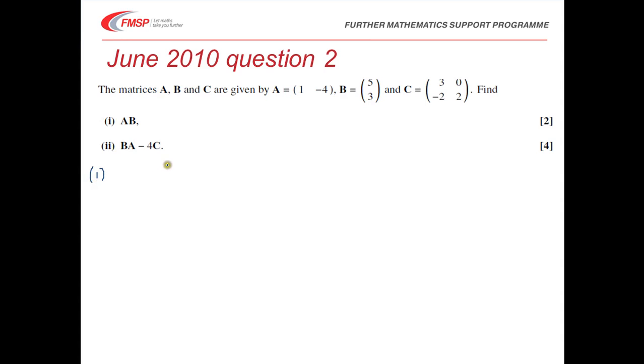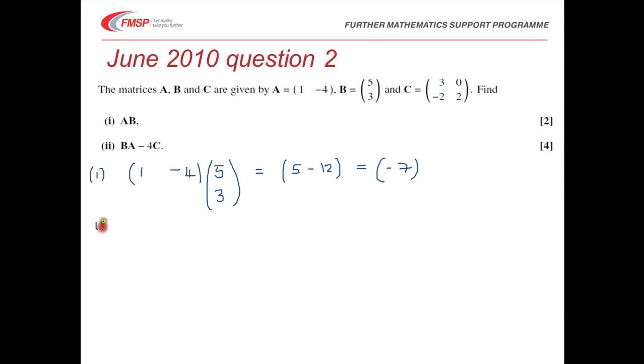then if we write down AB, we'll see that A is a matrix which has got one row and two columns. B is a matrix which has got two rows and one column. So the important thing to see is that that means your product matrix is just going to have one row and one column. So it's going to be 1 times 5 minus 4 times 3. So 5 minus 12, which is minus 7.